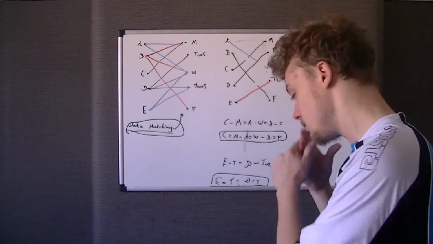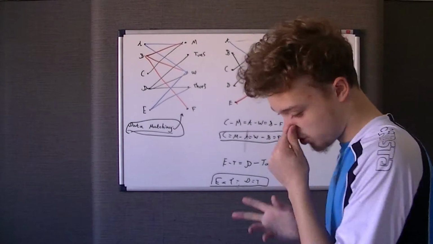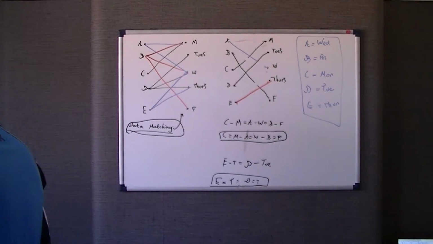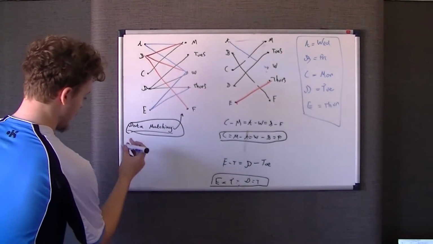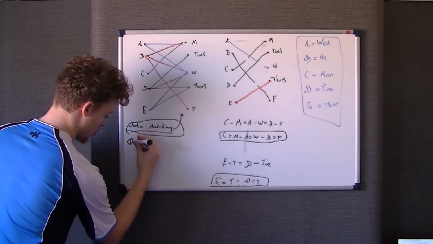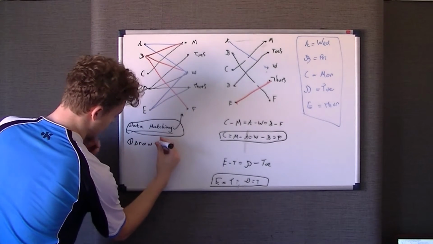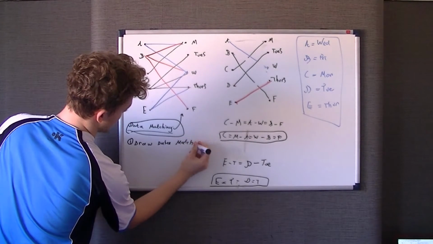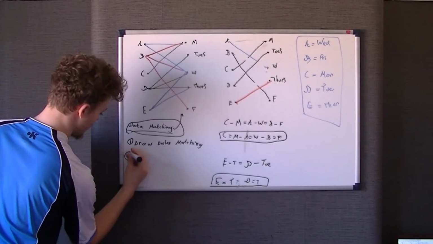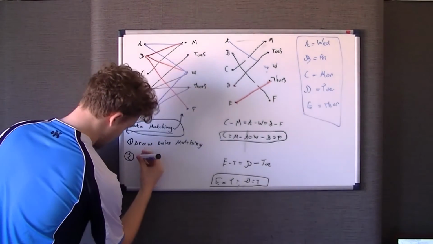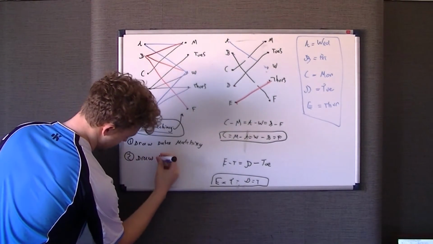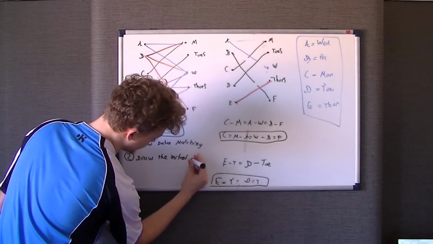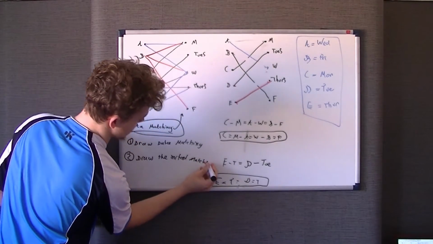I didn't want to drag it on too long because I think the crux of it is there. But I'll do a little recap, a three-pointer, if you will. The first thing you will do is draw the data matching, which just means a bipartite graph which represents the data. Part 2 is draw the initial matching, which is what the manager or whoever suggests, and it will always be told. So the first 2 steps are very, very easy.